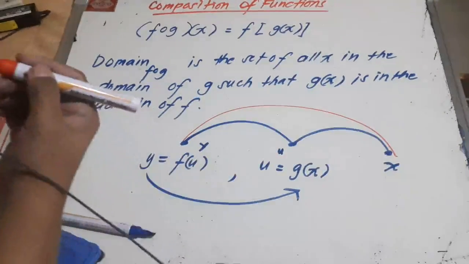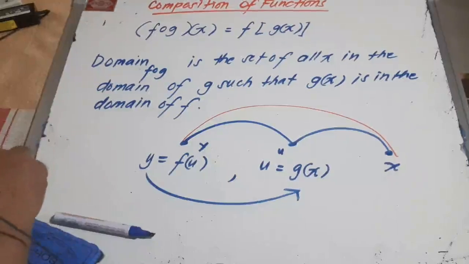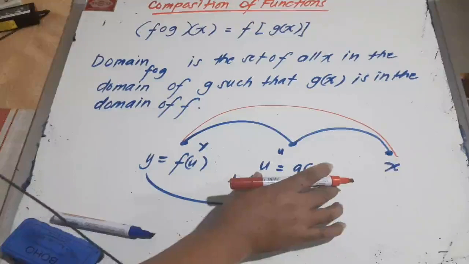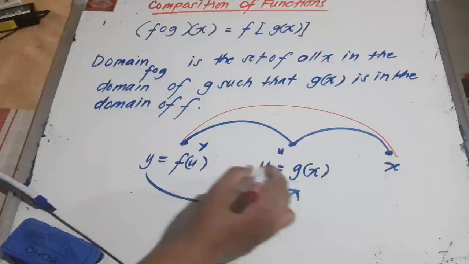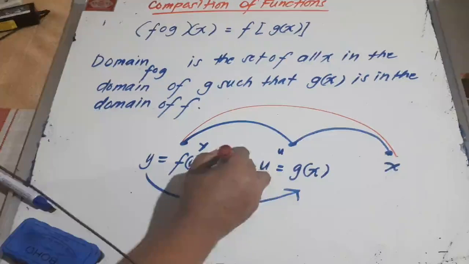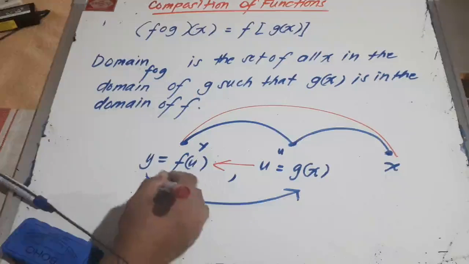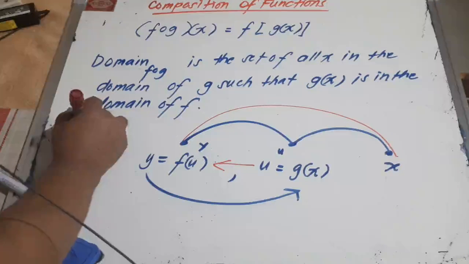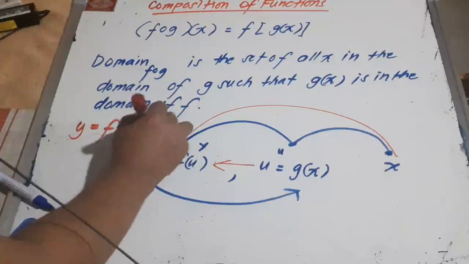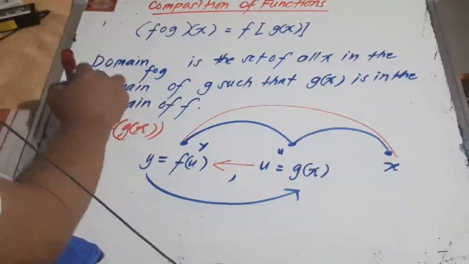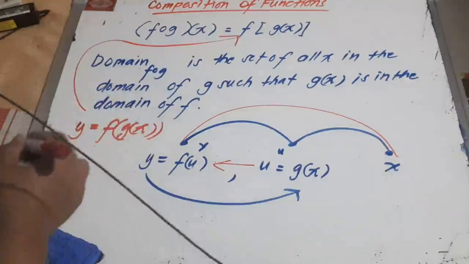So para ma-establish yung relationship, all we have to do is to substitute the value of u to this function. So from here, we're going to replace u by g of x. So that will become y equals f of g of x. So doon nagmula yung f of g of x.